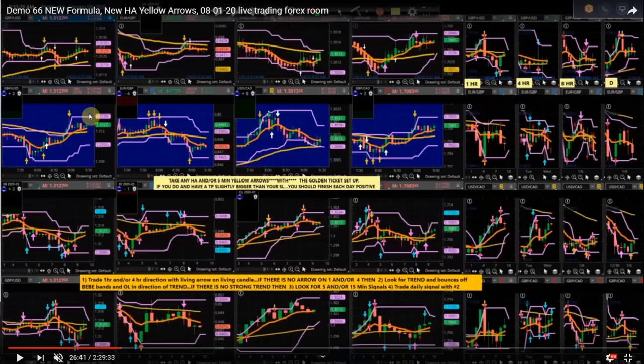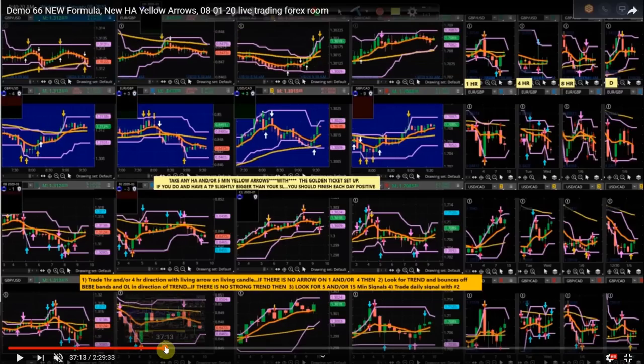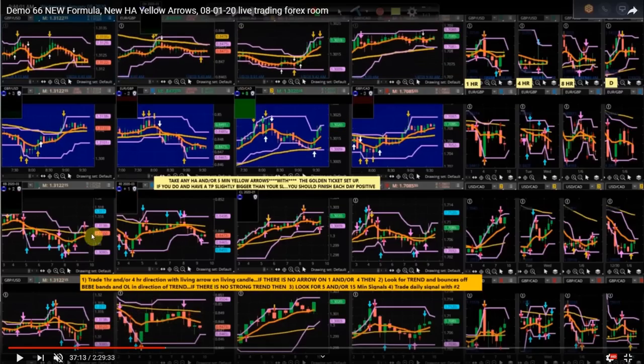So we've had this yellow, 38 is the number. Nothing's happening. It's going sideways. And then what happens? We get a 15-minute. Now I'm very cautious, knowing full well I just had a 4 hour here.